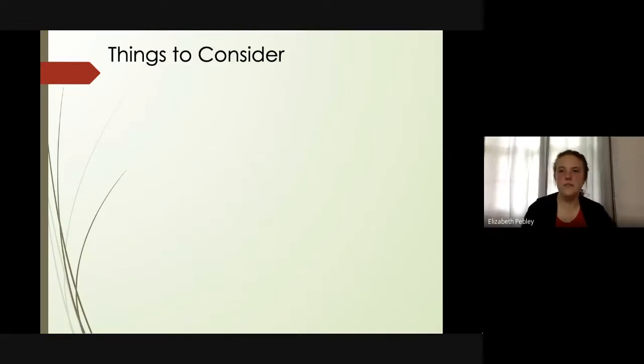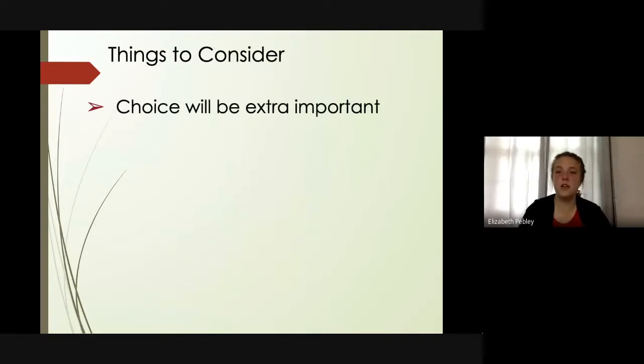So some things that I've been considering, which is kind of what we talked about, a few of these, is choice being extra important. I always give an alternate essay, but I know that a lot more kids are going to opt to write the essay than they normally do, just because of the timing, because of the technology, because of the global pandemic. I'm giving them those alternate ways to access it. So that's going to be a really big important one.